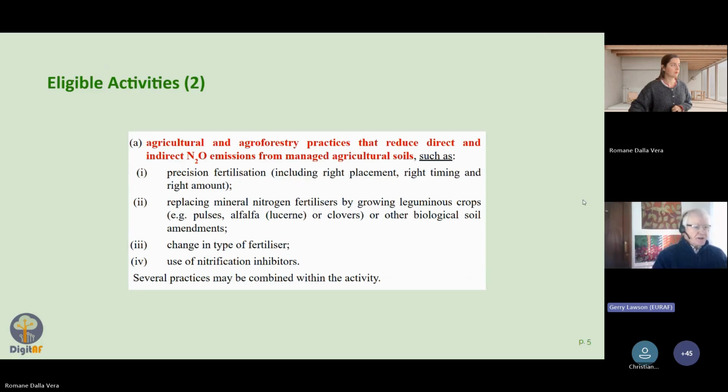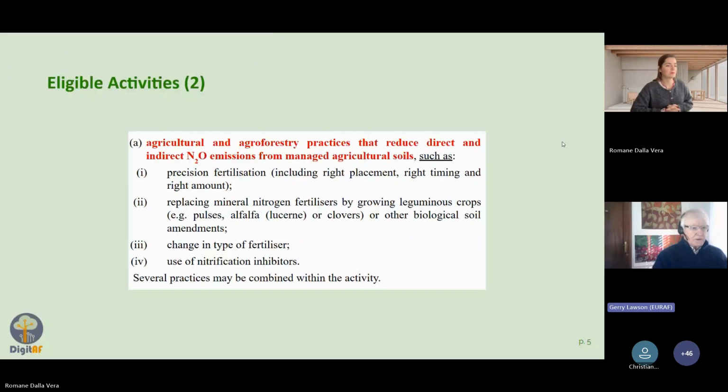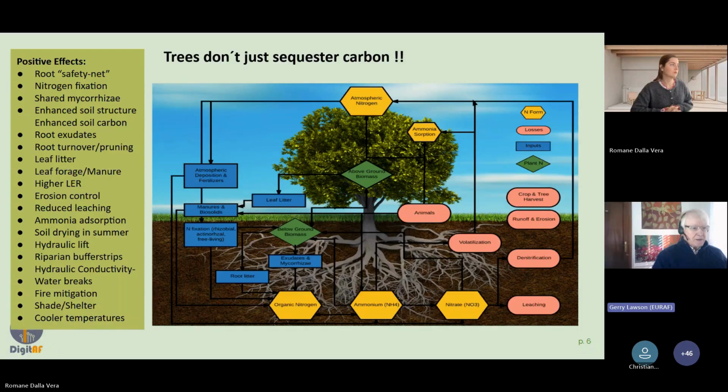Next slide is the third eligibility. So the previous one was talking mainly about, yeah, we're going forward. Yeah. So the previous one was talking about carbon mainly, but we seem to be slipping. We've gone forward, Romain. Can you go back?